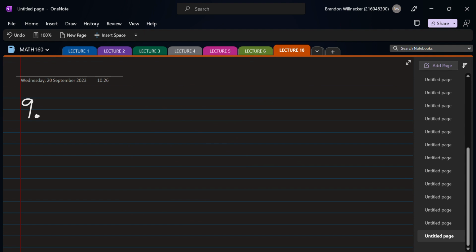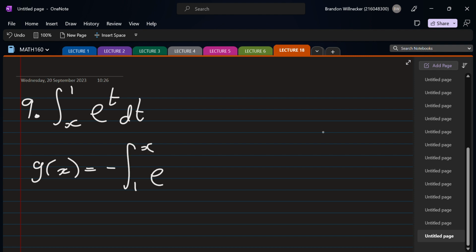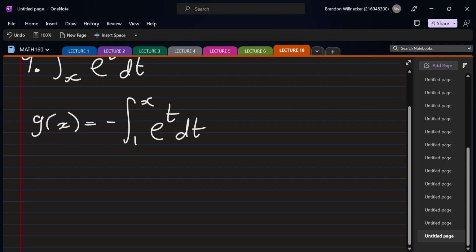Number 9. So we have the integral from x to 1, e to the t dt. Okay, so that's our g of x. So we can swap the bounds, because here we have the x at the bottom, we want the x at the top. Swap the bounds, put a minus sign. So we have minus the integral from 1 to x, e to the t dt.